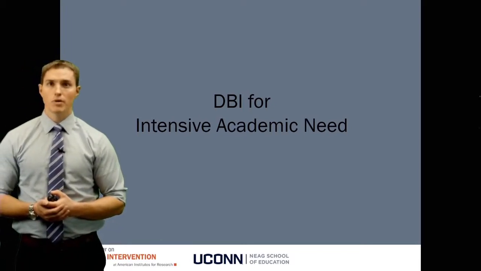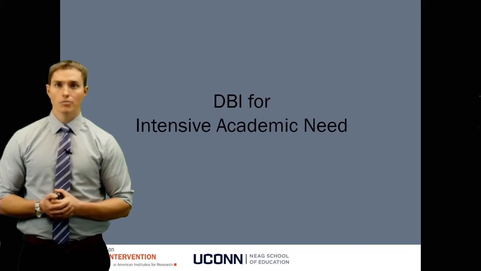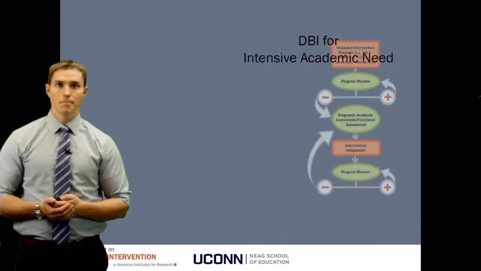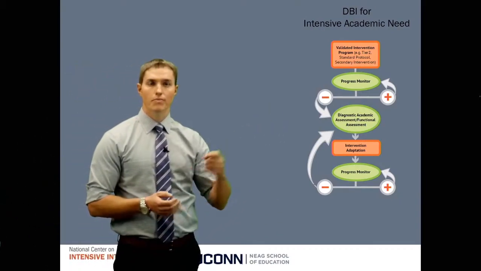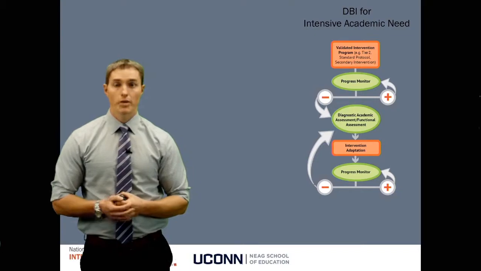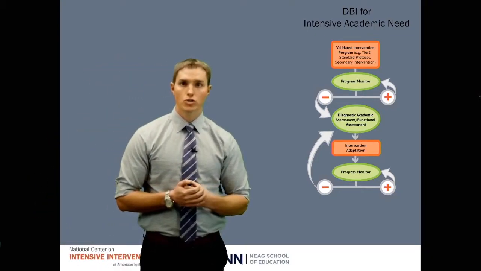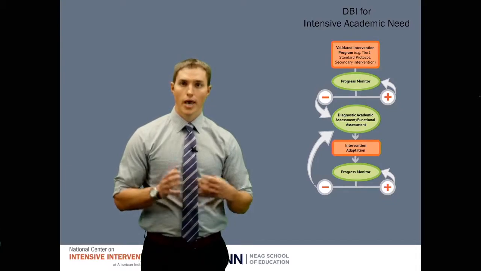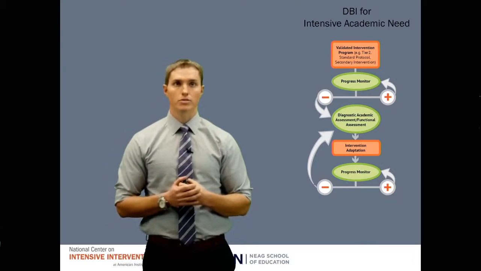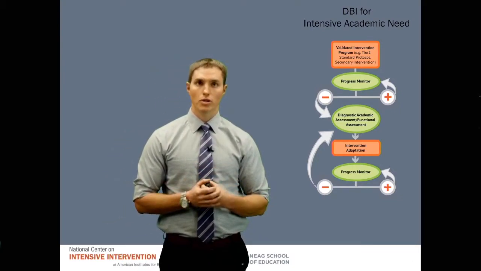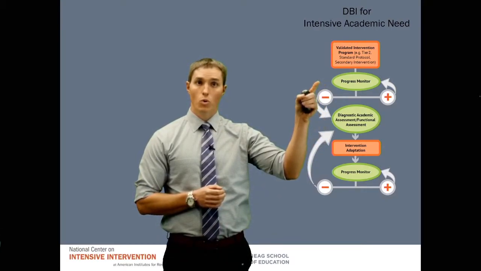As you've seen in previous modules, our approach is focused on and grounded in the DBI approach for intensive academic need. You may be familiar with this graphic, as has been discussed previously. Through this approach, from an academic standpoint, what we're looking to do is first identify students who are at risk for academic challenges and match those students with evidence-based, validated intervention programs at a Tier 2 or small group instructional level. From there, we of course are progress monitoring the student's growth or lack thereof.